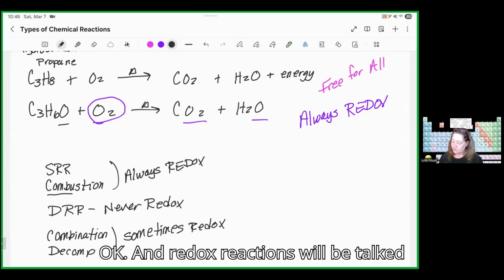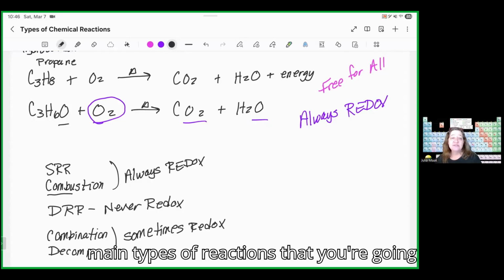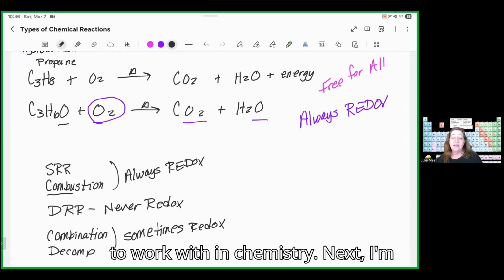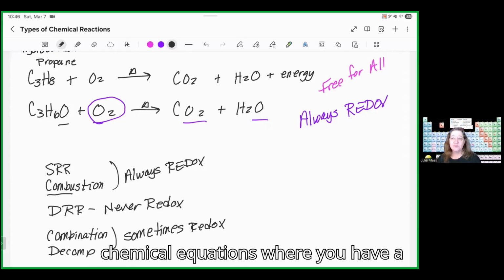Redox reactions will be talked about later on. So that is our main types of reactions that you're going to work with in chemistry. Next, I'm going to be making a video on balancing these equations. These are called chemical equations, where you have reactants making products.